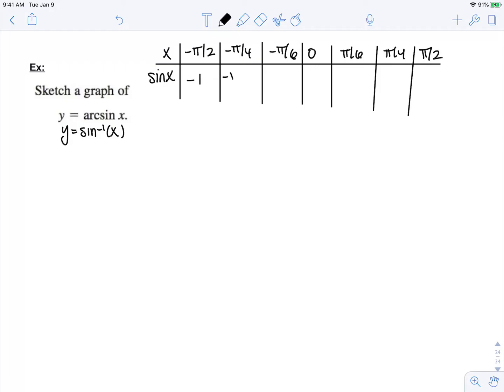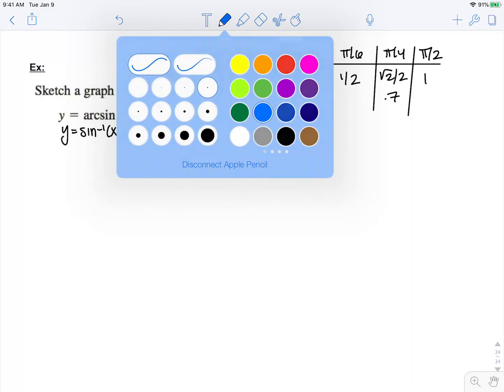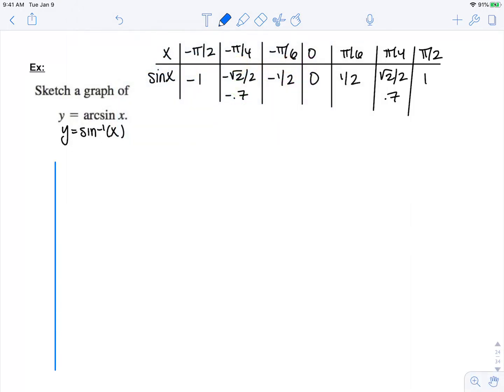Sine of negative pi over 4 is negative square root 2 over 2, which is approximately negative 0.7. Sine of negative pi over 6 is negative 1/2. Sine of 0 is 0. Sine of pi over 6 is 1/2. Sine of pi over 4 is square root 2 over 2, which is 0.7. And sine of pi over 2 is 1. So now that I know this table, I can create another table that is going to be arc sine x.